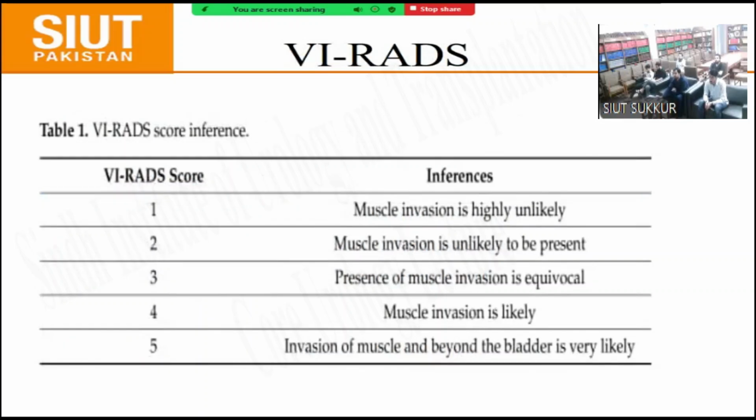So this is the VI-RADS score. Similarly to how we use it in the prostate, we also use it in the bladder. Number one: muscle invasion is highly unlikely. When the VI-RADS score is 2, muscle invasion is unlikely to be present. In 3, the presence of muscle invasion is equivocal. In 4, muscle invasion is likely. And in 5, invasion of muscle and beyond the bladder is very likely. So these are the Vesical Imaging-Reporting and Data System categories. Thank you.